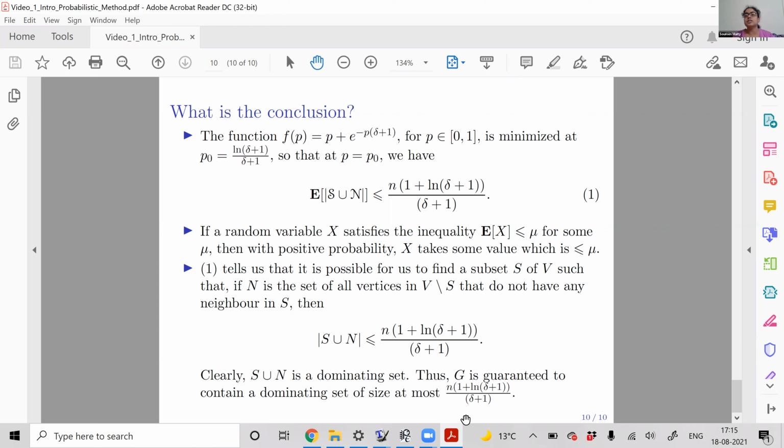But that is a very special and extreme case. Here I'm talking about a graph G about which you have no idea. No information is given except that its minimum degree is delta. And just from that information, we are able to conclude, thanks to the probabilistic method, that we are guaranteed to have a dominating set which has size at most this quantity: N times (1 plus ln(delta plus 1)) divided by (delta plus 1). Which is a pretty good bound.